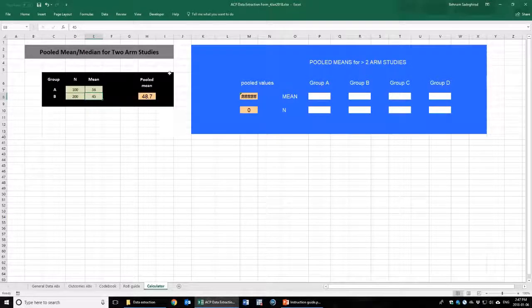Note that if duration of pain or age are reported as a median for each arm, treat the median as a mean, and then use the calculator to generate the pooled median and insert that in the form as a mean. Please note also that in some of these cells there's a formula. Please be careful not to accidentally delete the content of these cells. Now that we understand what each of the sheets are for, let's move to the general data extraction form.